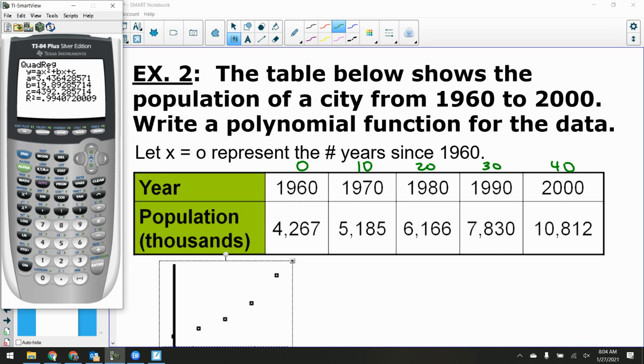Now, you have to be seeing your R value. Is anybody not seeing their R value?